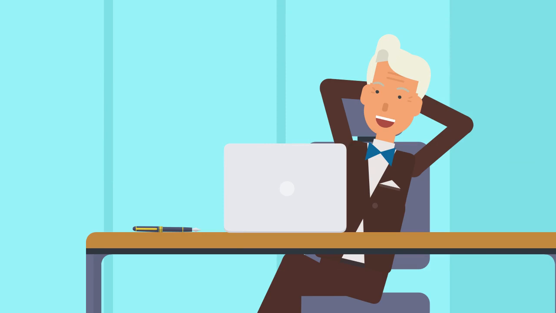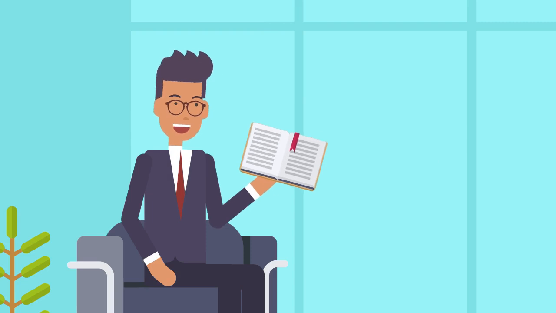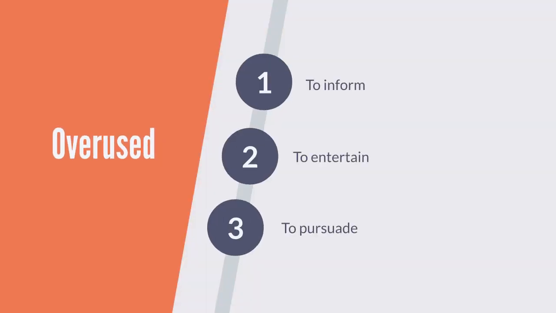The last strategy is determining the author's purpose. Determining the author's purpose helps you get into the mind of the author to determine what the author is trying to communicate to the reader. The most overused answers to this question are to inform, to entertain, or to persuade.